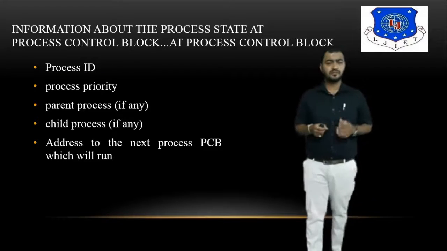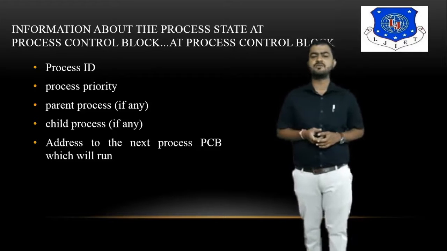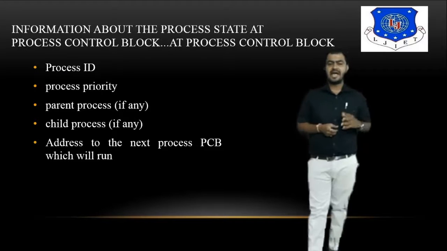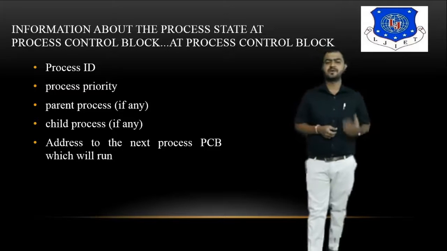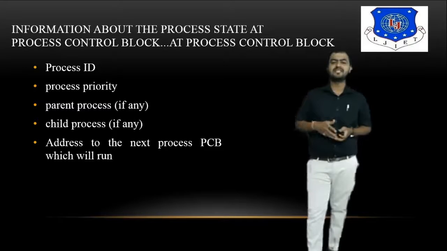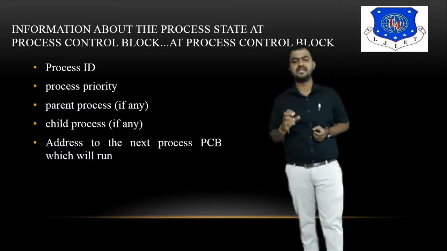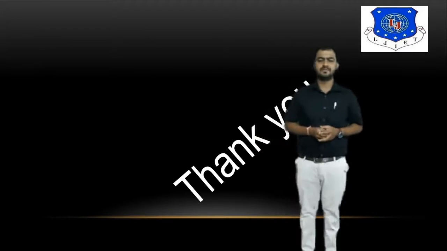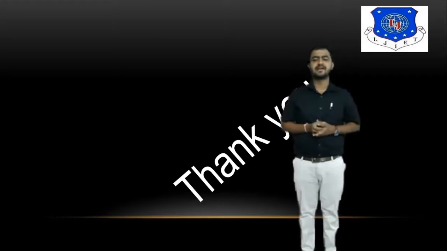So basically, in this concept, we have to consider the process ID, process priority, parent process, child process, and the address to the next process PCB which will run. So to identify the information about the process state, we have to follow these steps and these strategies. I hope you are getting the idea of what exactly I am trying to convey, and that you are getting the idea of what exactly a process and a process control block are.